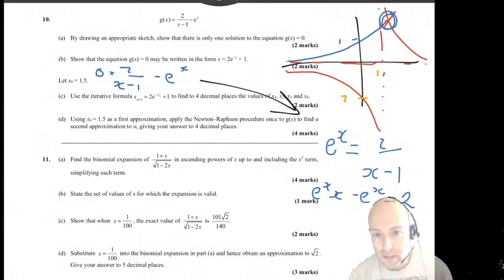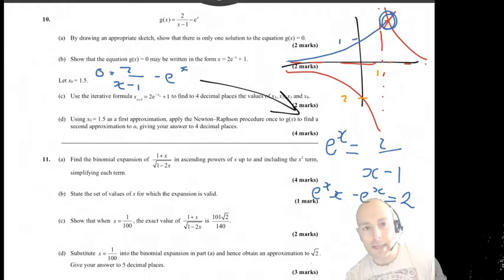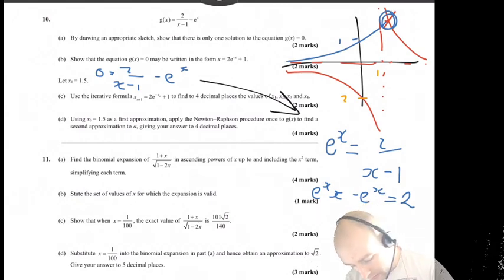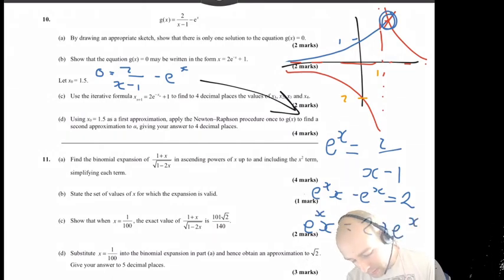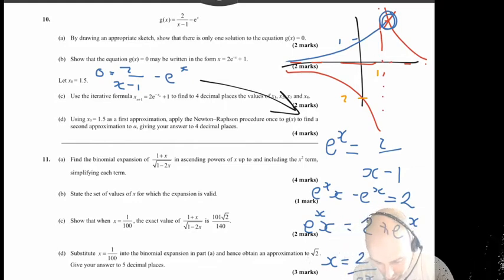If we then add e to the x to each side, we get x e to the x equals 2 plus e to the x. If we then divide both sides by e to the x, we get x equals 2 over e to the x plus 1, which is I think what we're after.